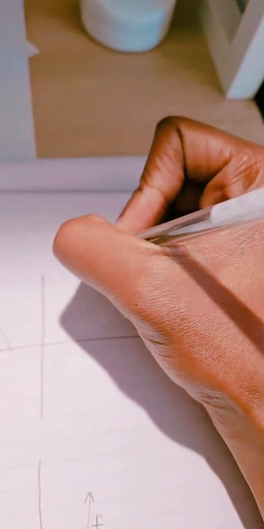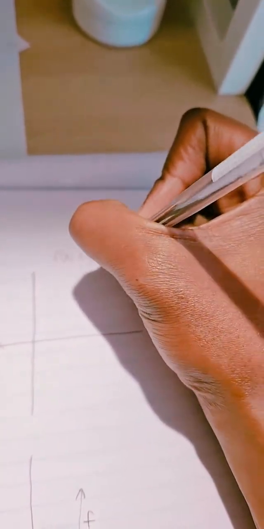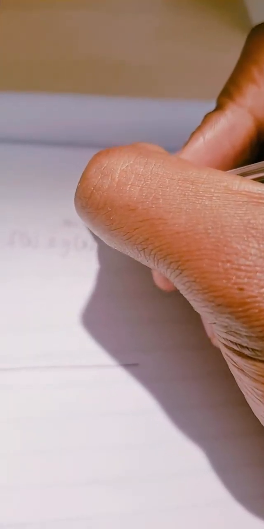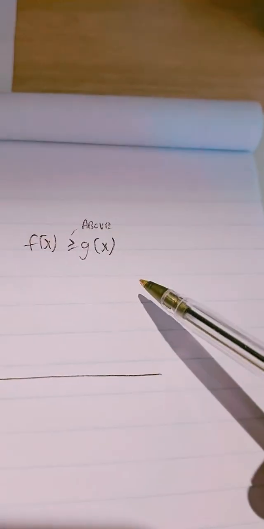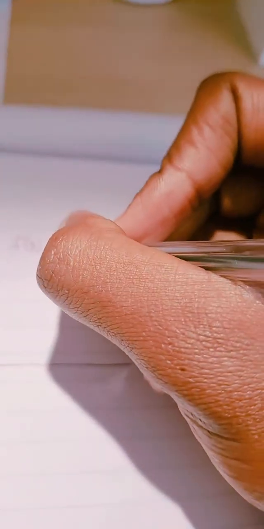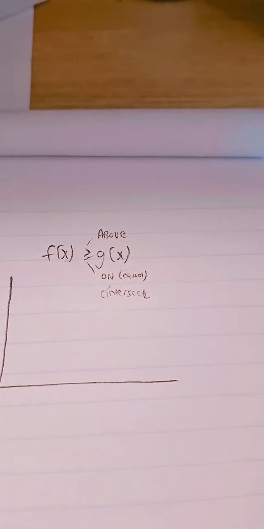What about this? If they say f of x greater than or equal to g of x, that means where is f above g? Okay, meaning it's on top. Also, where is f on g? Meaning where are they both equal or where do they intersect? So you are looking for where f is above, but also for where they are on each other.